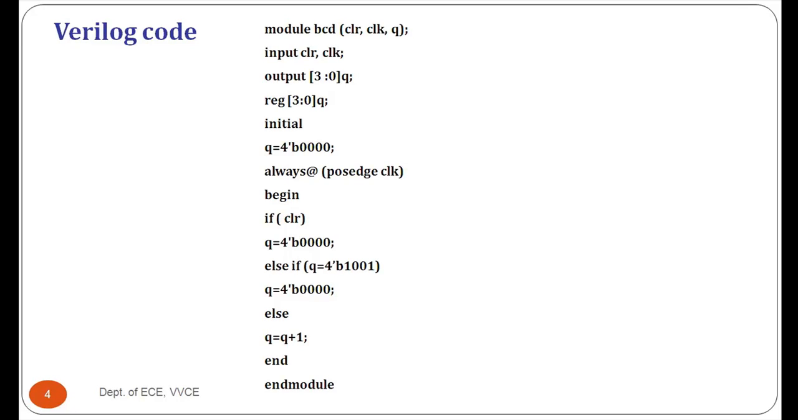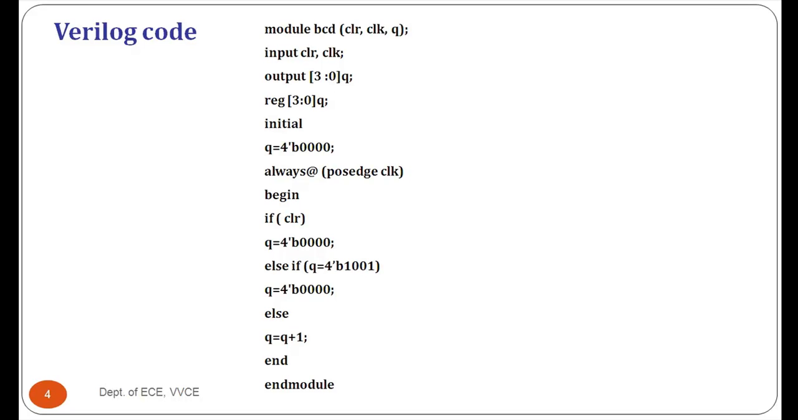So to write the Verilog code, we have a module called BCD. Here the module name is BCD, which defines all the input and output parameters, wherein CLR, clear, is nothing but the reset input, CLK is the clock input, and Q is the output. Inputs are clear and clock, output is Q. Since Q is a 4-bit vector, it is denoted as 3:0 and it is assigned as a register.